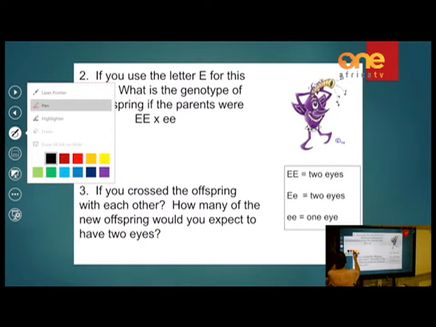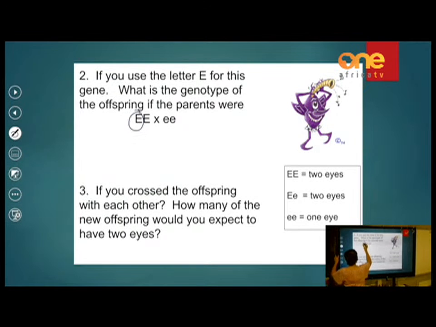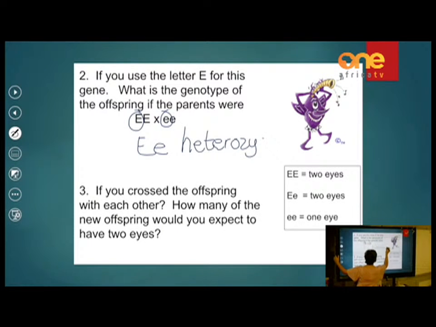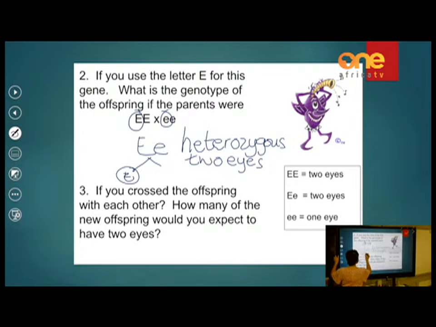The offspring can only inherit one from there or another one, but it's still that one, and the offspring will then be all heterozygous, but still with two eyes. You agree? Although the offspring will carry the gene, and in the offspring gametes, there will be some gametes that will transfer the small e to its offspring. If you cross the offspring with each other, how many of the new offspring would you expect to have two eyes?